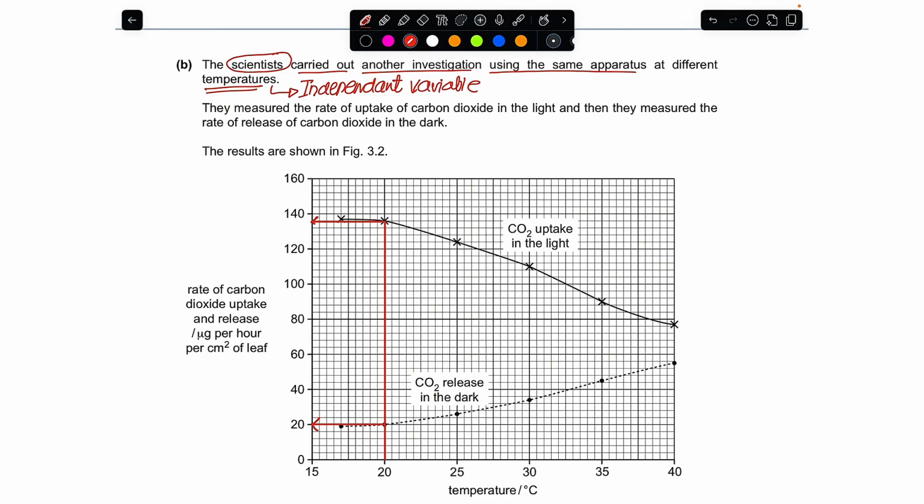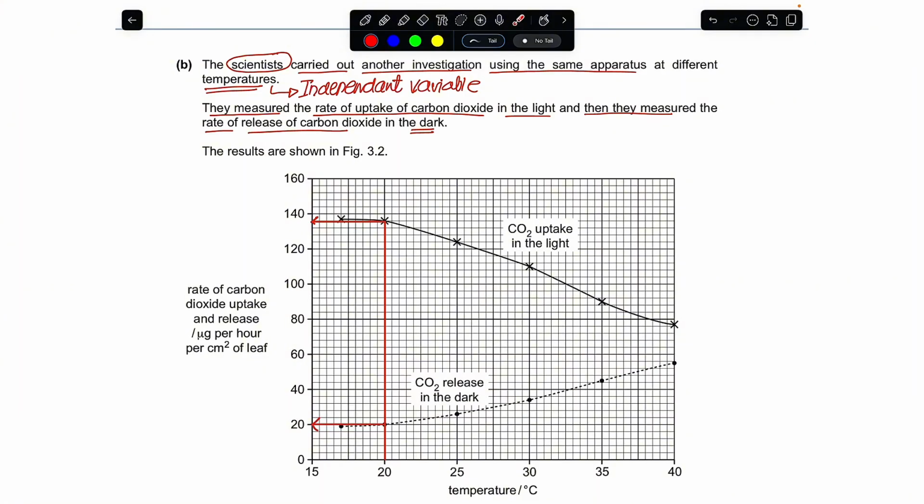Now they say that they measured the rate of uptake of the carbon dioxide in the light, and then they measured the rate of release of carbon dioxide in the dark. Now we know it very well that anything that we measure, that is our dependent variable.